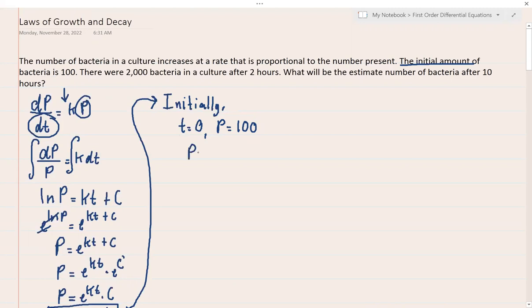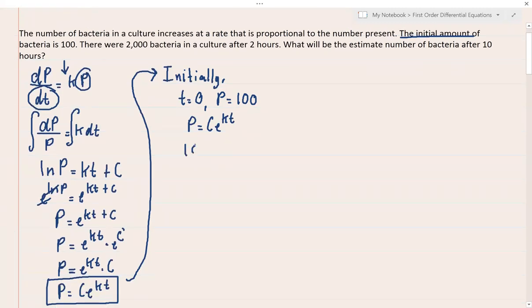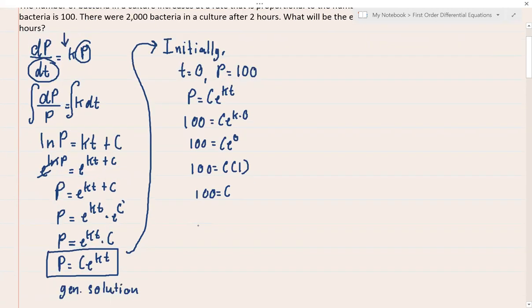So, isulat natin yung formula. P is equal to CE raised to KT. So, your P is 100 is equal to CE raised to K times your T 0. So, syempre, if you're going to multiply K by 0, magiging 0 yan, di ba? And remember, anything raised to 0 is equal to 1. So, magiging C times 1. So, C times 1, magiging C lang siya. So, therefore, your C is 100.